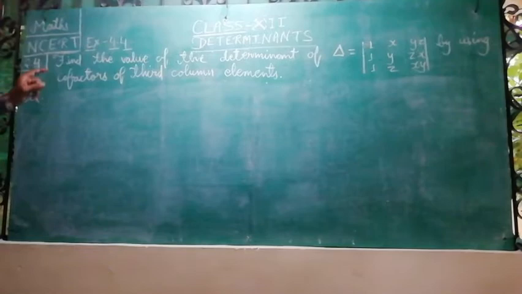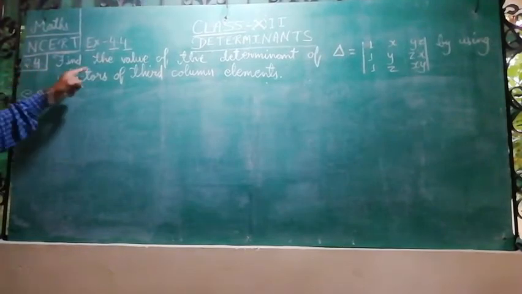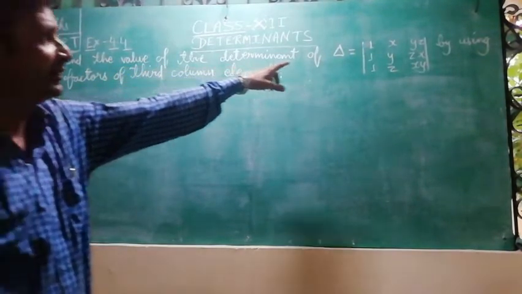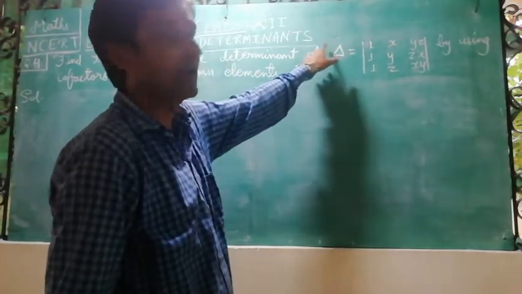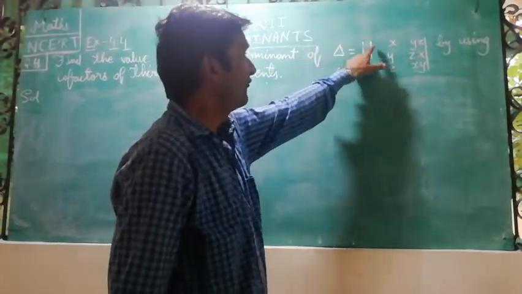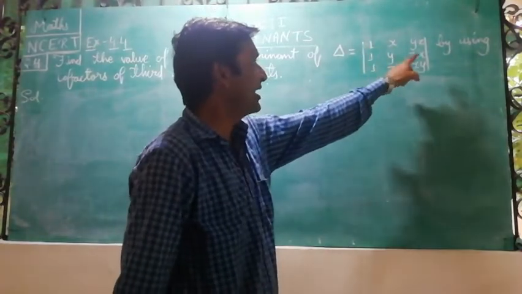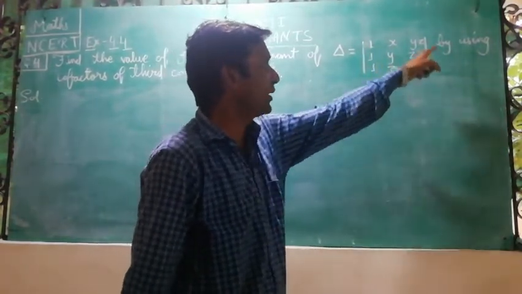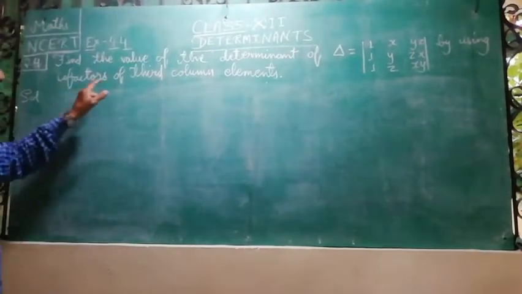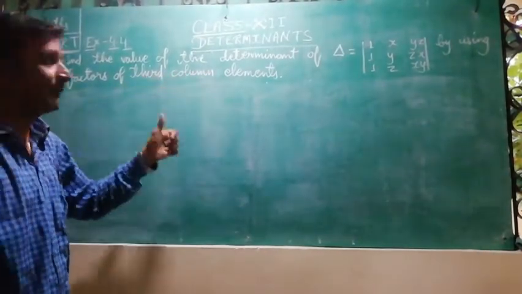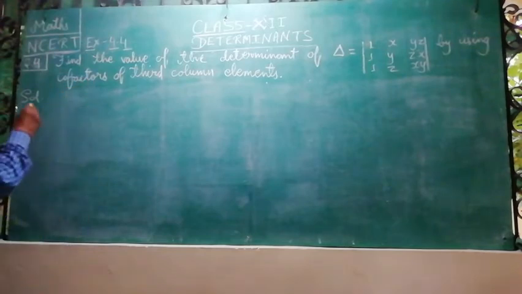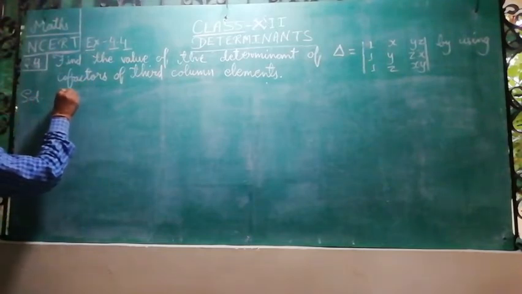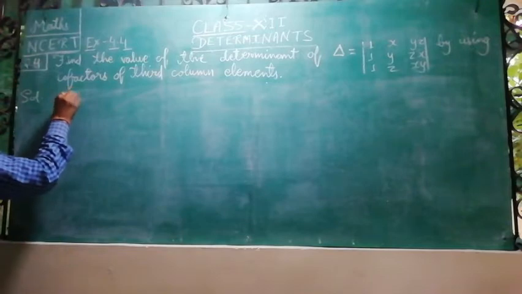Now see exercise 4.4, fourth question. Find the value of the determinant of this delta. Delta is equal to the determinant with rows 1, x, yz; 1, y, zx; 1, z, xy, by using cofactors of third column elements. Here we have to use third column elements' cofactors. So in the solution we have to find first of all A31.